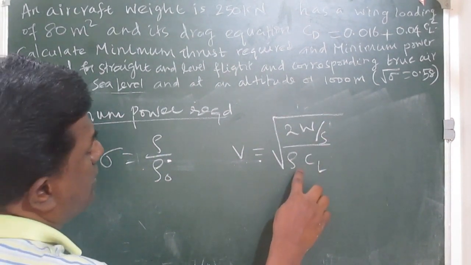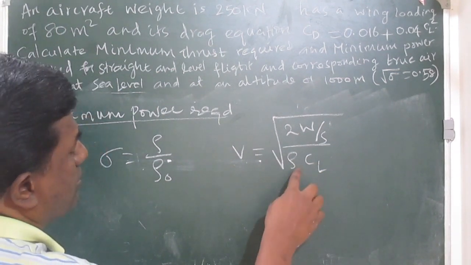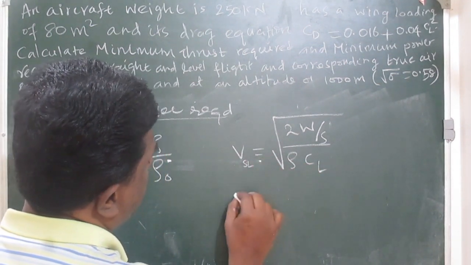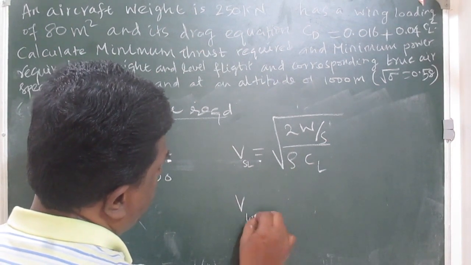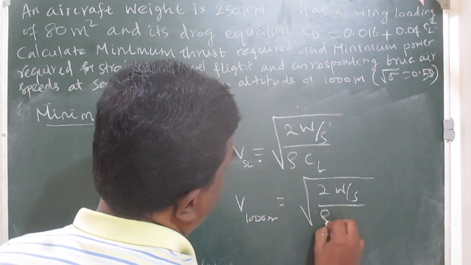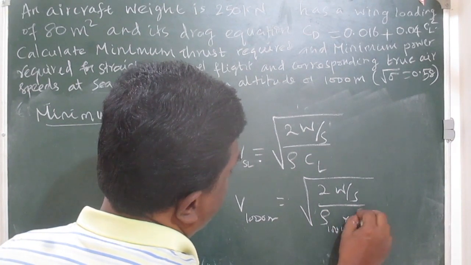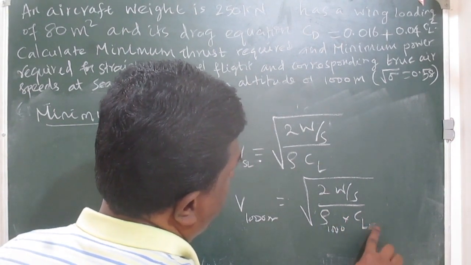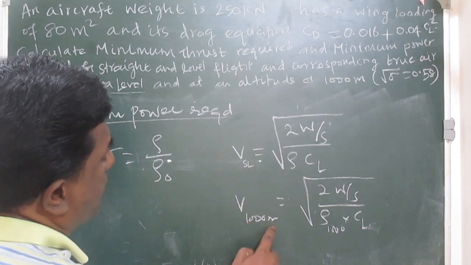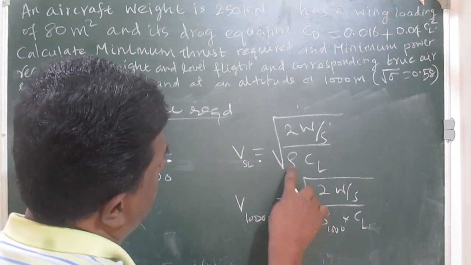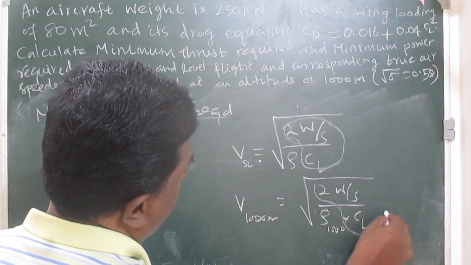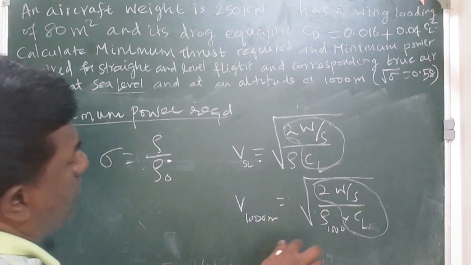Suppose this is at sea level, then the velocity at 1000 meter will be the square root of 2W by S rho 1000 into CL. By comparing the velocity at sea level and the velocity at 1000 meter, the variation is only in the density, because the rest of the parameters are the same at every altitude.